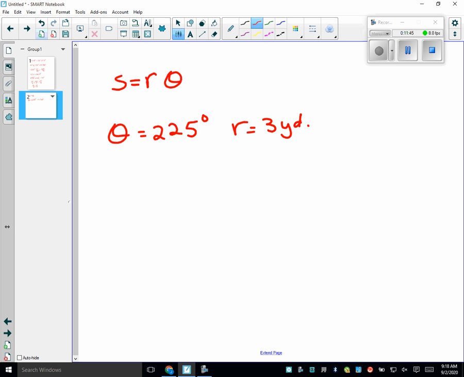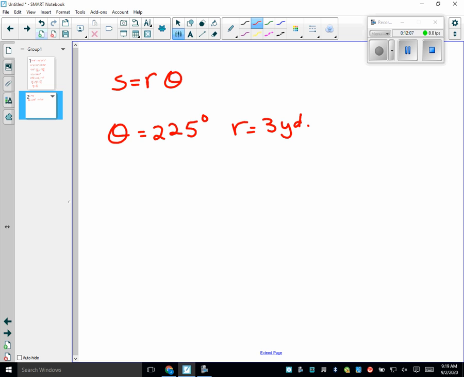How so? It says find the exact length. 5 pi over 4. What is the angle? The angle is 5 pi over 4. Did everybody get that? Yes.